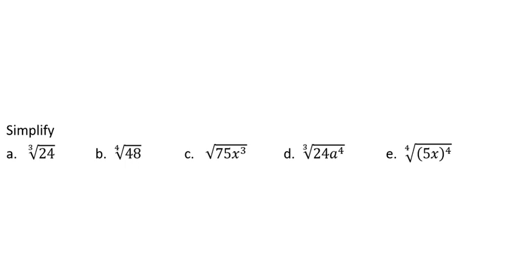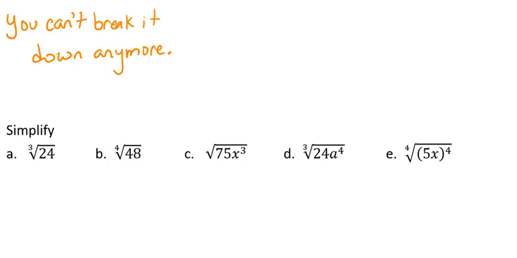In this video, we're going to be simplifying radicals. But before we can simplify them, we need to ask ourselves, how do we know that a radical is in simplest form? And the answer is that you can't break it down anymore. For example, think of the square root of 8.